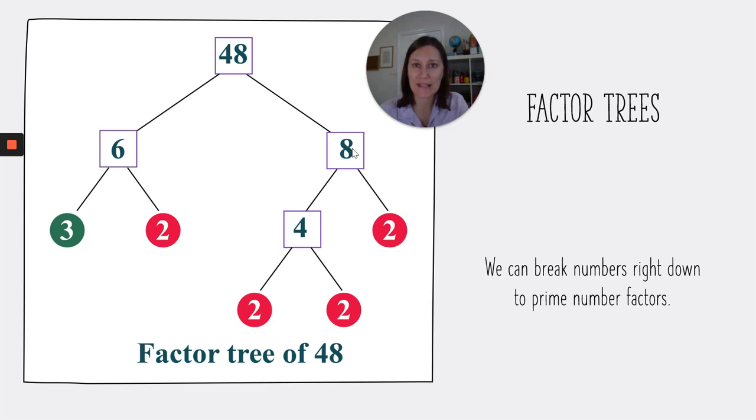If we come over to 8, 8 can actually be broken up into a prime number, but another composite number as well. So 2 times 4 will give us 8, but 4 isn't a prime number because 4 can be made up of 1 times 4, 4 times 1, but also 2 times 2. So we have to break this number down even further to get it to its prime factors. So we've come down to 2 times 2. And right at the bottom then, our prime factors are 3 times 2 times 2 times 2 times 2.